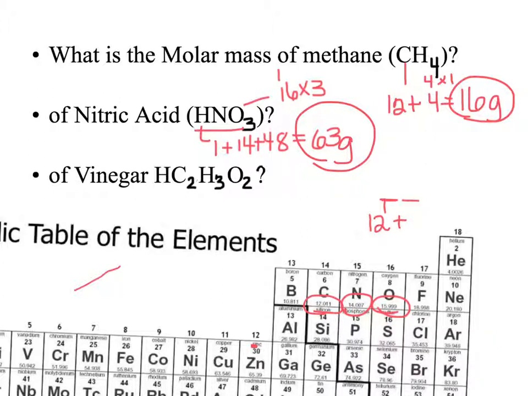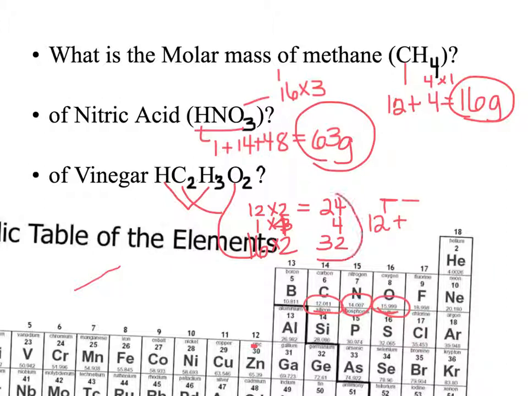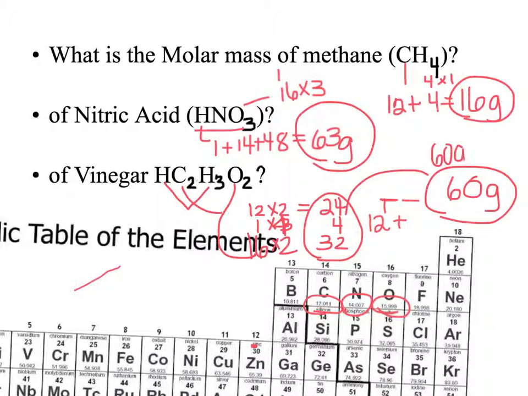The last one, vinegar, works the same way. We can actually combine the 2 hydrogens here. There's a total of 4 hydrogens in this. So carbon weighs 12, and there's 2 of those, plus hydrogen weighs 1, and there's 4 of those. And oxygen weighs 16, and there's 2 of those, so that's going to be 24 plus 4 plus 32. So if we add all that together, we get 60 grams. So 1 molecule of vinegar would weigh 60 AMU, and a mole of vinegar would weigh 60 grams.